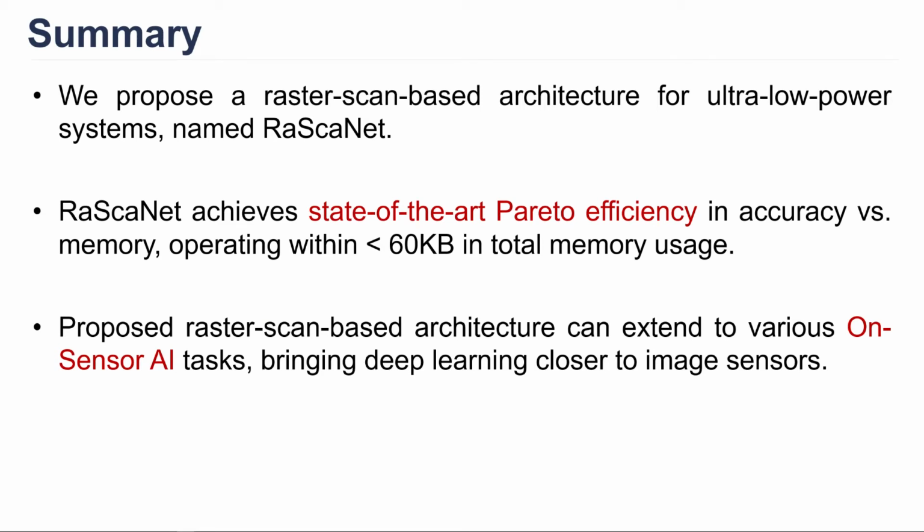In summary, we propose a Raster-Scan-based architecture for ultra-low power systems. RaScaNet achieves state-of-the-art Pareto efficiency, operating within 60 kilobytes in total memory usage. We hope that the proposed method can bring deep learning closer to image sensors.